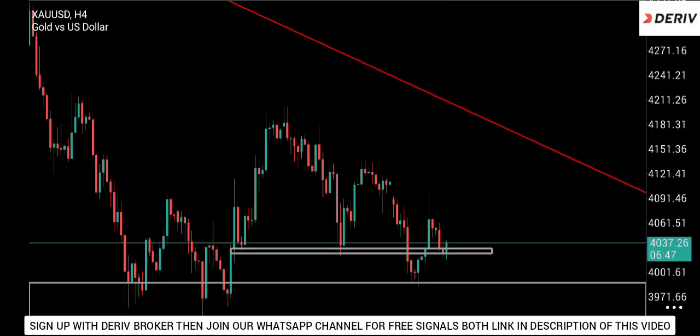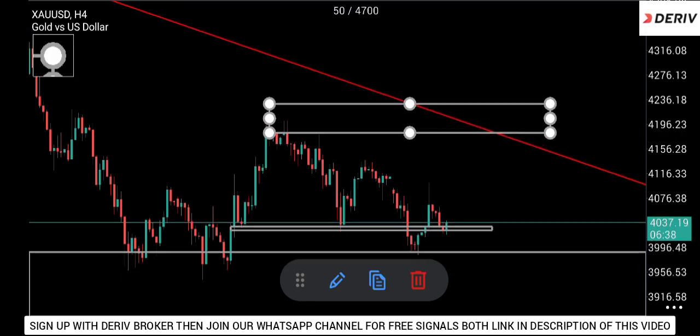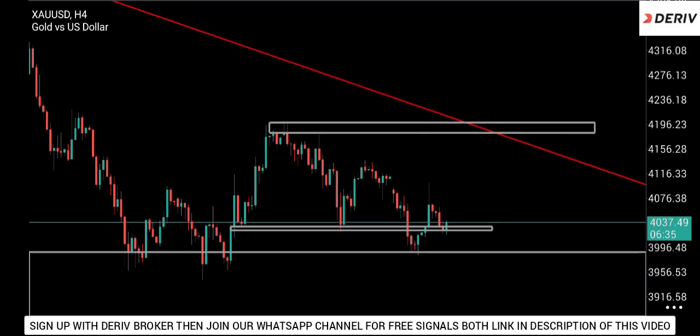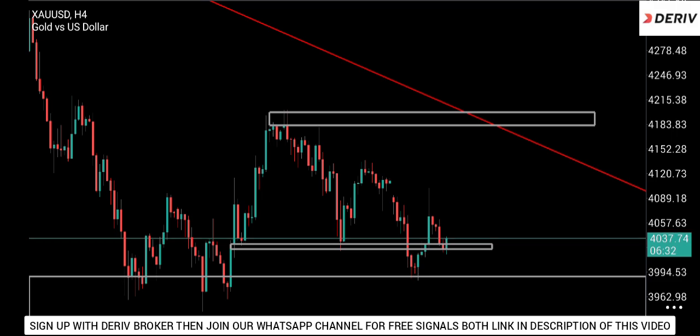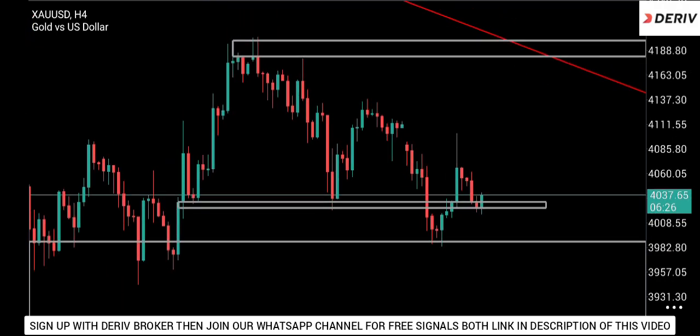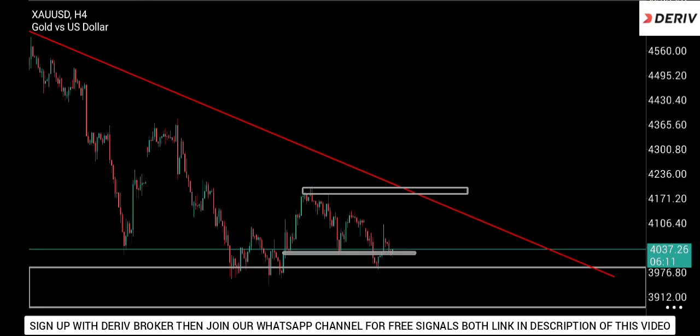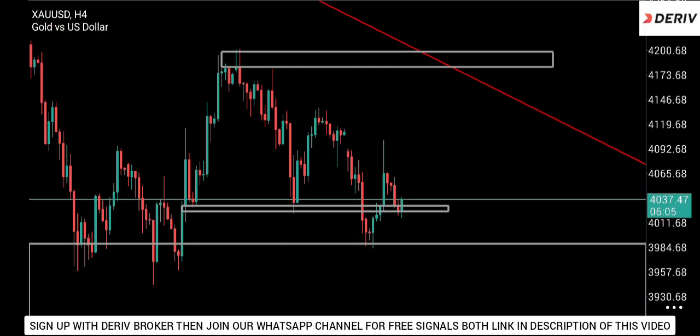Okay, we're having an area of sensitivity here. We're also having an area of sensitivity here. Okay, so as I was saying, currently gold is trading sideways, guys. There is no clear direction where it is going. So we must wait for a breakout.